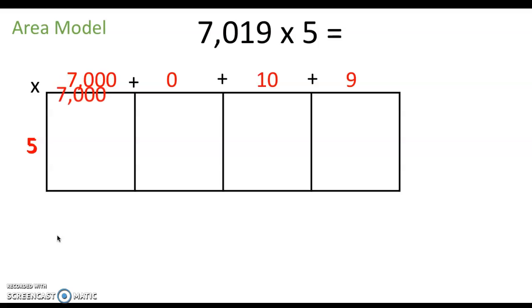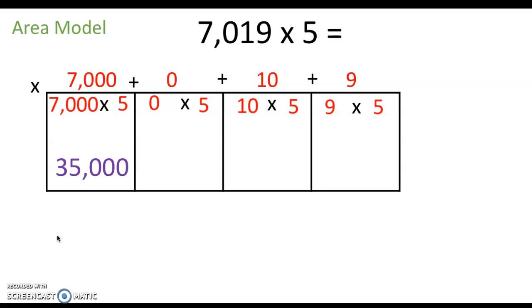Then we're going to take our numbers down and over. And then we know that we are going to multiply. So 7 times 5 is 35 plus your 3 zeros. 0 times 5 is 0 because anything times 0 will be 0. 5 times 10 is 50 and 9 times 5 is 45.